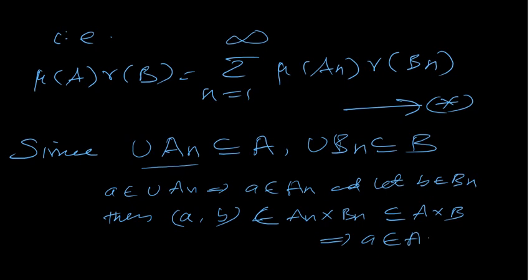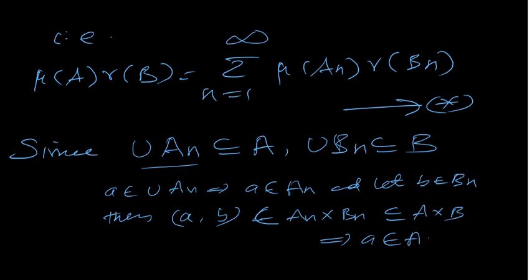So this is very simple. If a is in the union, then a is in some A_n. Now let's choose any point b in B_n. Then a comma b is in A_n cross B_n, which is a subset of A cross B, which implies that a comma b belongs to A cross B, which in other words means that a is in A. So any member a in the union is in A. Similarly, any member b in the union of B_n is in B. So that means the union of B_n is a subset of B.